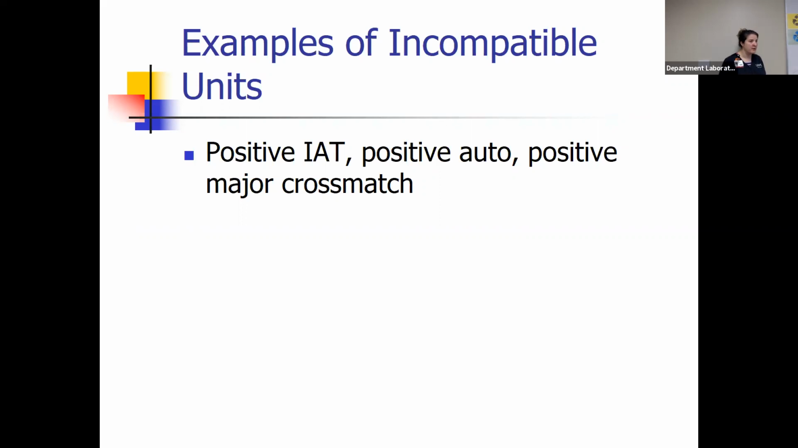The DAT is going to be positive. The eluate is going to be positive. Your cross matches will be positive, right? This is the problem for patients with warm autos. Everything is positive. It's very difficult to identify any underlying alloantibodies, okay?